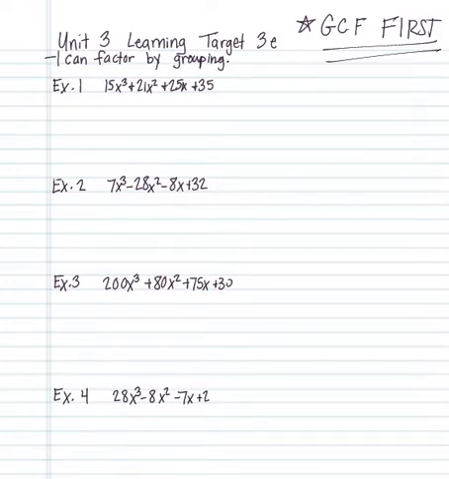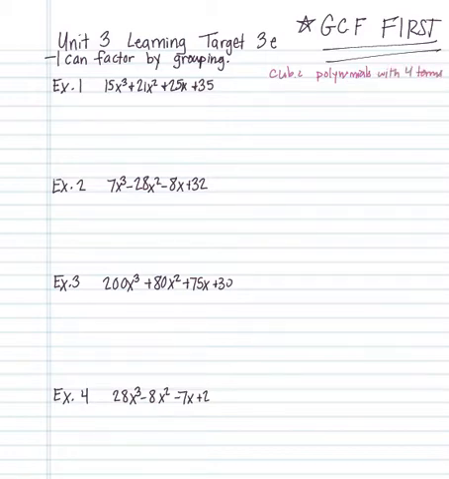Unit 3, Learning Target 5e, I can factor by grouping. So the things that we've looked at so far have been trinomials, which means there's 3 terms, and they've been quadratic, which means that they're squared. And if they weren't something squared, we were able to take out a greatest common factor. So in these examples, we're going to look at cubic polynomials with 4 terms.